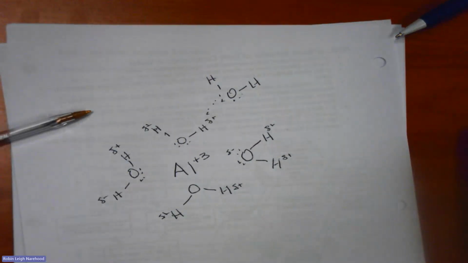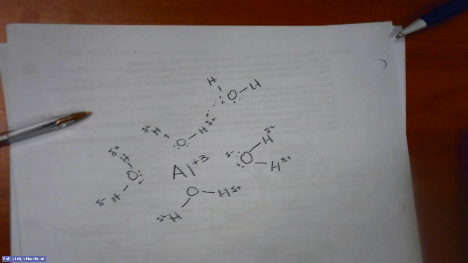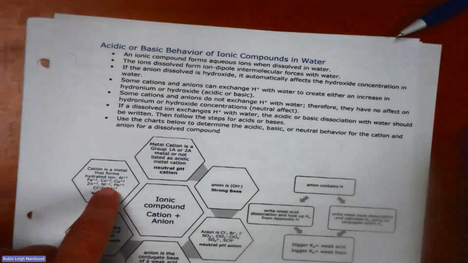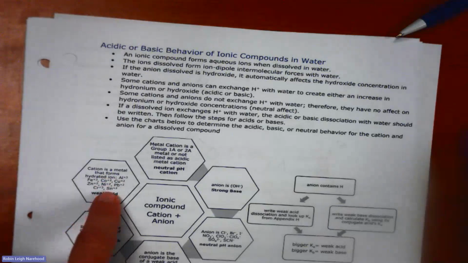It's acidic. If we took aluminum chloride and dissolved it in water and tested the pH, it is going to have a pH lower than 7 because it is acidic. It is not the aluminum that's acidic, it is the hydrate. And so all of these right here, every single cation that is listed here does the exact same thing.